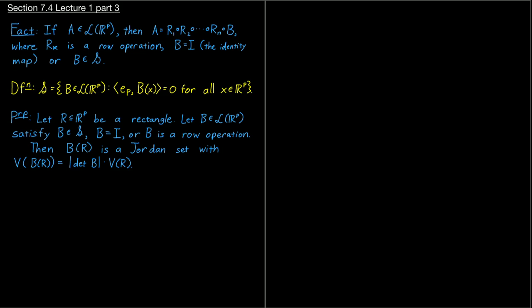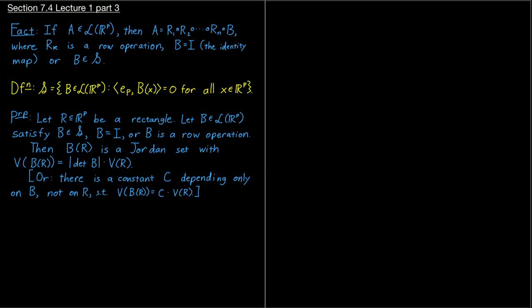And we will see later how to generalize this to R being an arbitrary Jordan set and B an arbitrary linear function. You do not need to remember anything about determinants. Here is a slightly different way to phrase the conclusion. We can say there is a constant C depending only on B, not on R, such that the volume of B of R is equal to C times V of R.